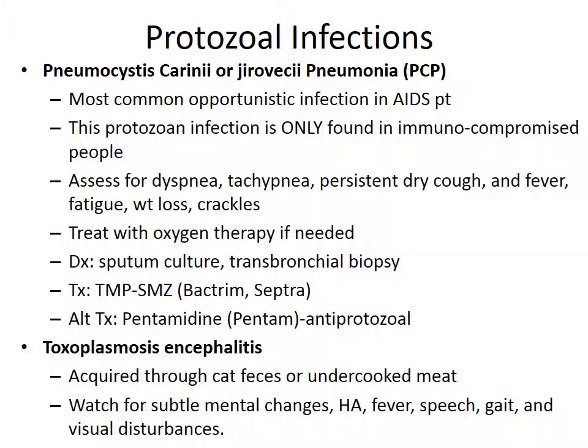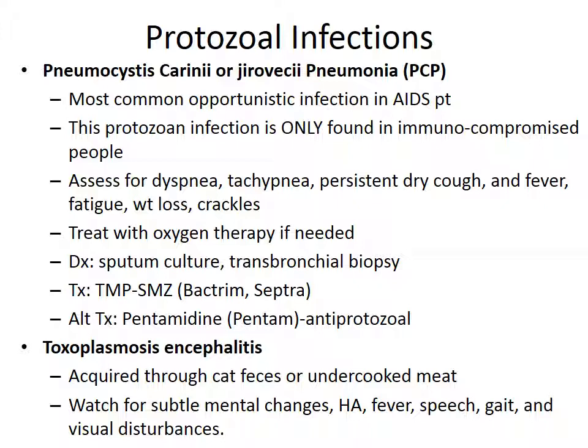Protozoal infections. Pneumocystis carinii or jirovecii pneumonia is the most common opportunistic infection in AIDS patients. This protozoan infection is found only in immunocompromised people. You assess your patient for dyspnea, tachypnea, persistent dry cough and fever, fatigue, weight loss, and crackles. Treat with oxygen therapy if needed.